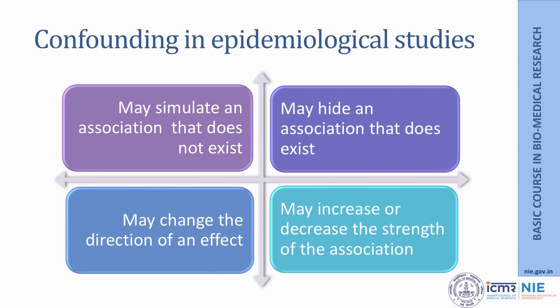Confounding may hide an association that is actually there, or confounding may increase or decrease the strength of the association. So, you may say that an exposure is more associated with the outcome or less associated with the outcome than what it actually is. And in the worst case scenario, confounding can actually change the direction of an effect. If an exposure, say, causes an outcome, because of confounding, you may see that the exposure is preventing the occurrence of that outcome, and that's the most dangerous threat to validity in any epidemiological study.